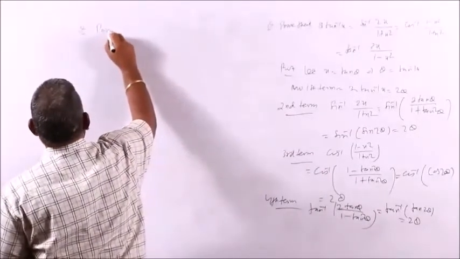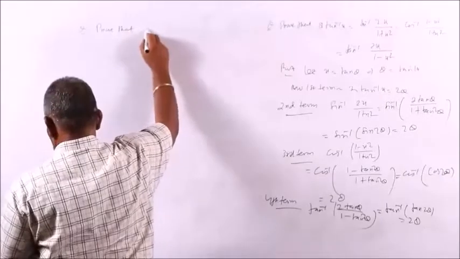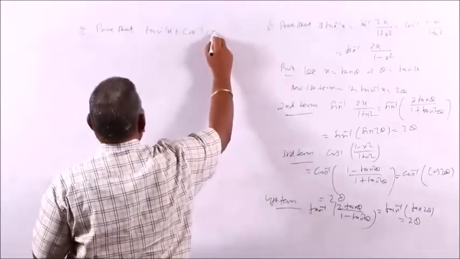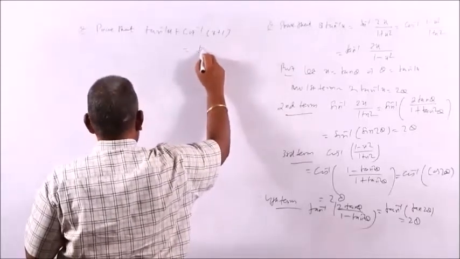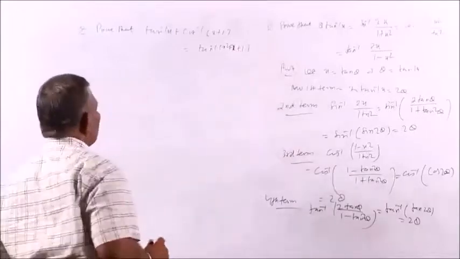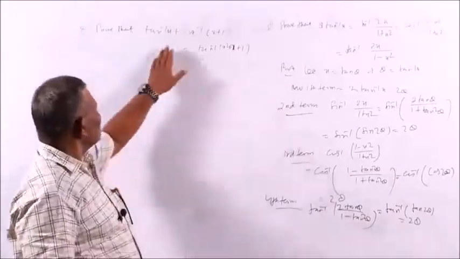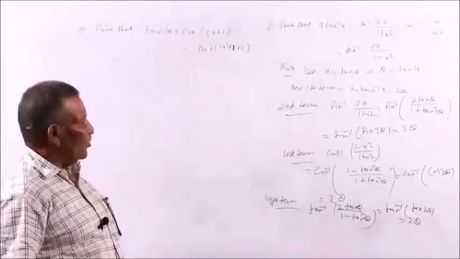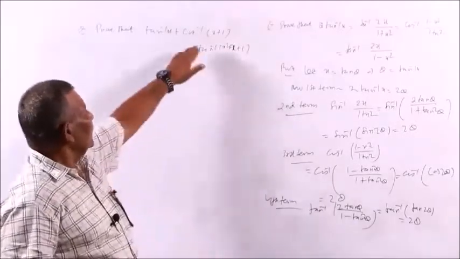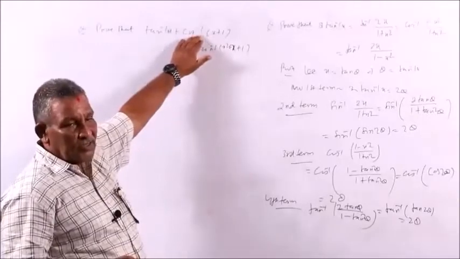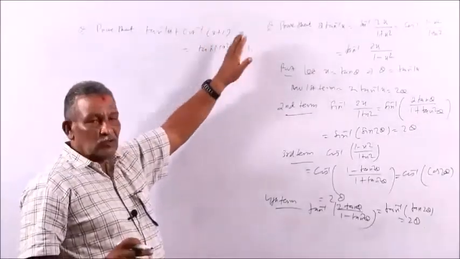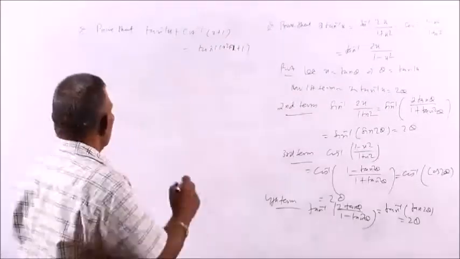Prove that tan inverse x plus cot inverse x plus 1 equals tan inverse of x square plus x plus 1. Your LHS involves two inverse trigonometric functions, tan inverse and cot inverse. We have the formula for tan inverse x plus tan inverse y. Let us reduce this cot inverse into the form of tan inverse. Earlier I have told that tan inverse x equals cot inverse 1 by x.